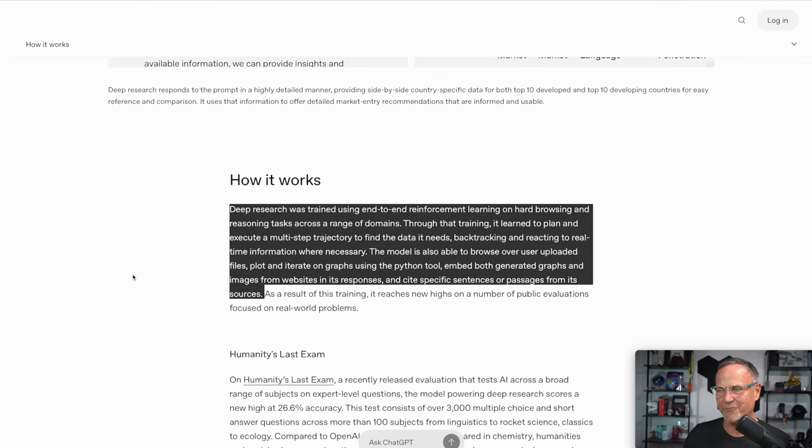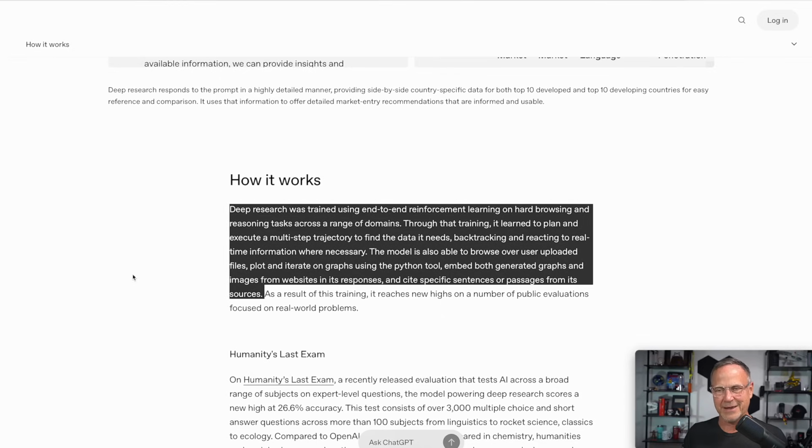to find the data it needs, backtracking and reacting to real-time information where necessary. The model is also able to browse over user-uploaded files, plot and iterate on graphs using the Python tool, and embed both generated graphs and images from websites in its responses and cite specific sentences or passages from its sources. So it's able to act as a research assistant. I mean, that's basically what a research assistant would do these days. They would go online, they would find the best sources, they would read them, they would extract the good passages, they would put together a report for you in the fashion that you wanted.